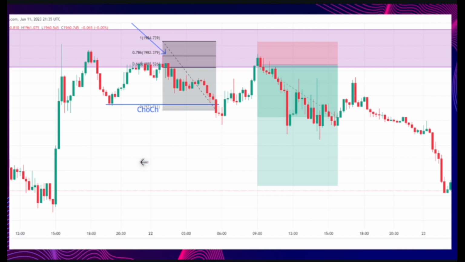But we cannot identify any order block here. So how do we place trades? In situations like this, we enter the market with a retracement level. In situations like this, I use the Fibonacci tool and place the sell order precisely in the middle of 0.786 and 0.618. So we had a change of character.